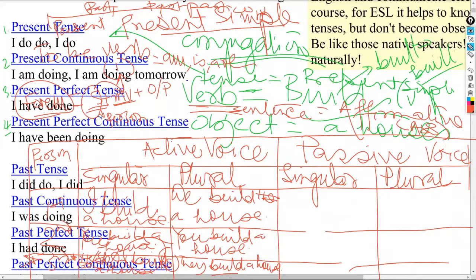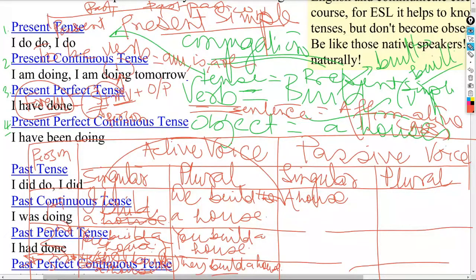Now here you see, for the first person, this was the active form. I built a house, therefore a house is the object. A house is the object, and now we will be making it the subject. Therefore, a house. Built is what?